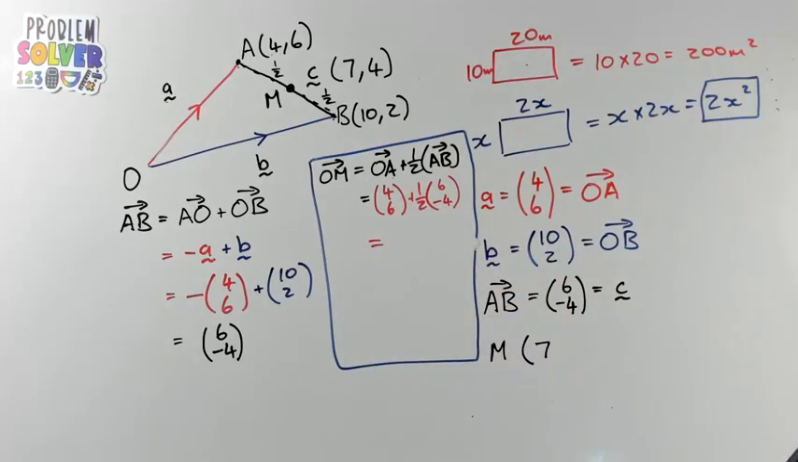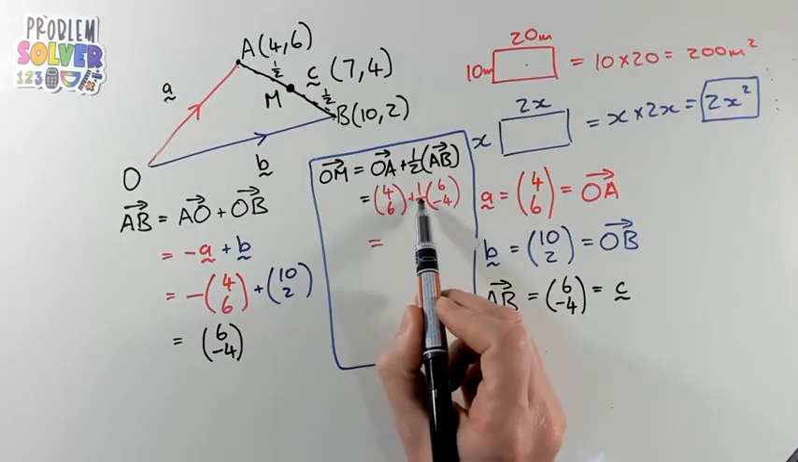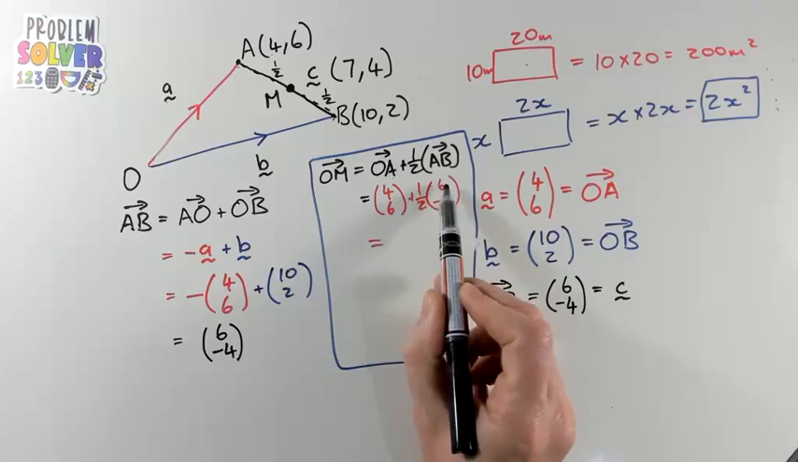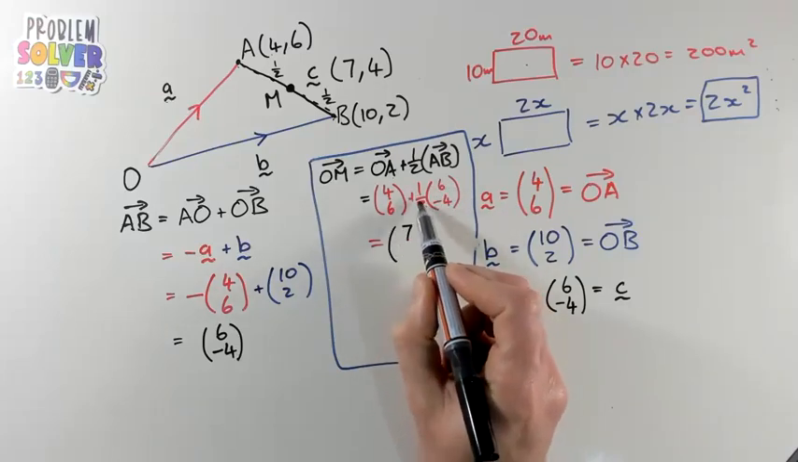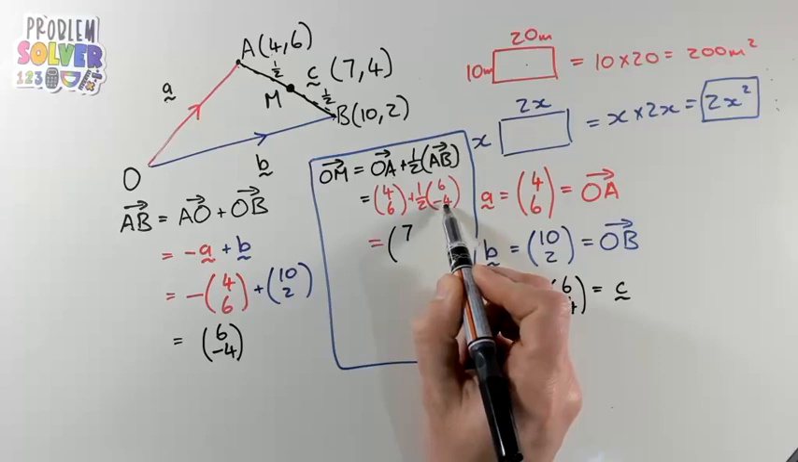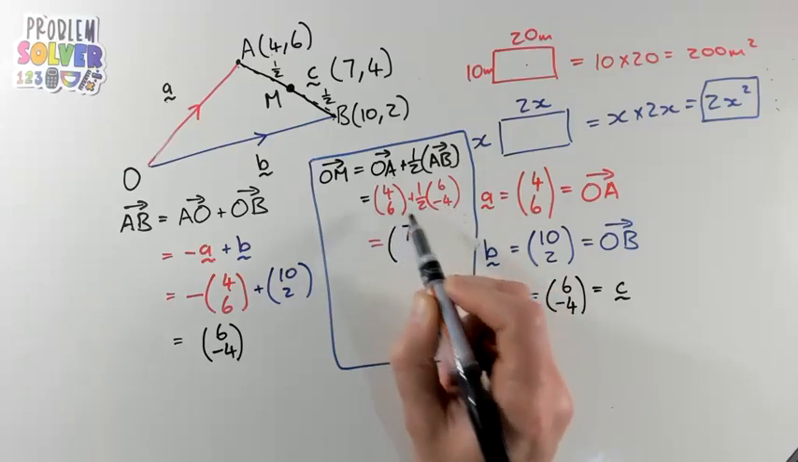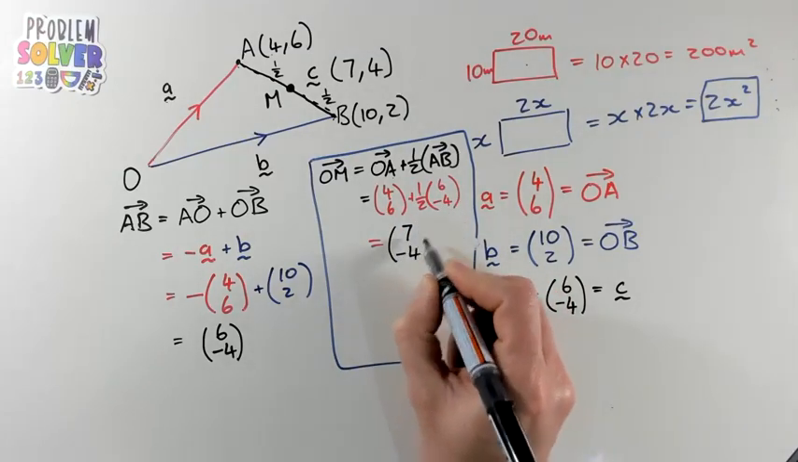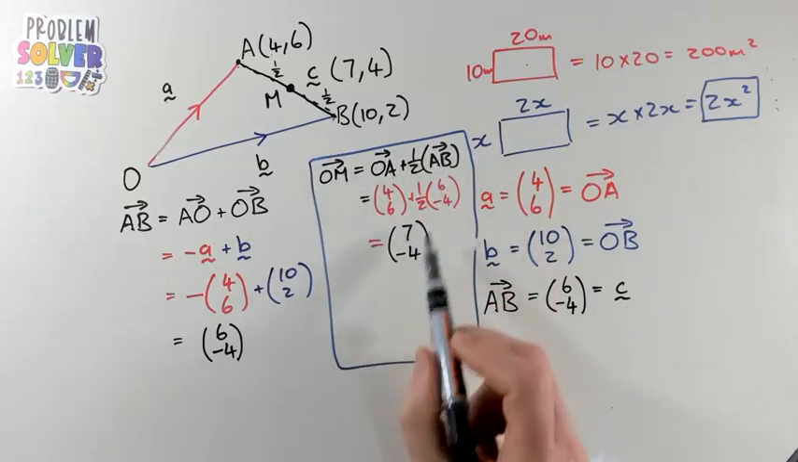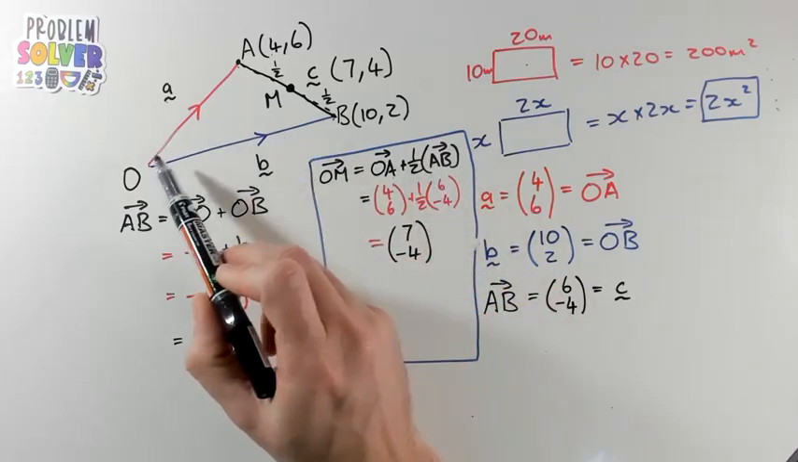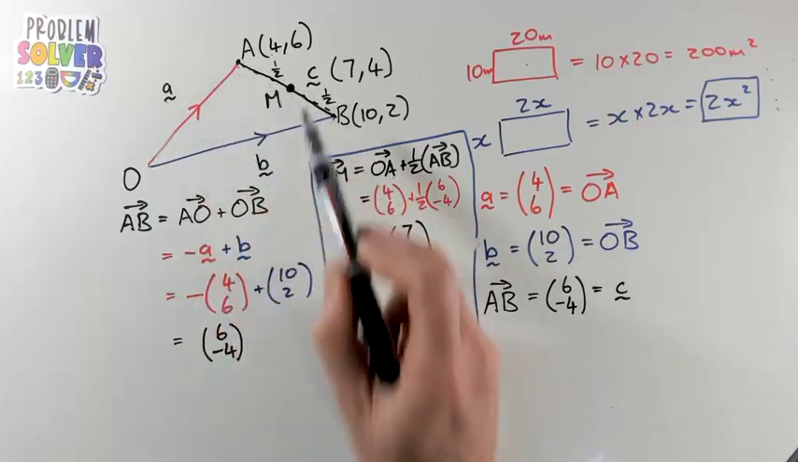So let's see where we end up. Sorry, I could have just written that there. Let's see where we end off. If I have 4 plus the half of 6, half of 6 is 3, plus 4 is going to be 7. And half of negative 4 is going to be negative 2, and that negative 2 plus the 4 should give me 4. So you can see we get to the same thing by following the two vectors together.